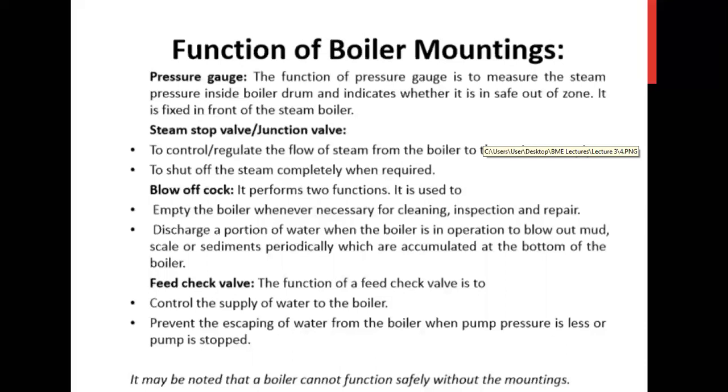Next is the steam stop valve, or junction valve. You can understand from the name, it is basically used to control the flow of steam from the boiler to the turbine. We all know that after the boiler, the next is the steam turbine. Okay, so you know that when less steam is required, suppose the load or demand is less, so we need to send a smaller amount of steam to the turbine.